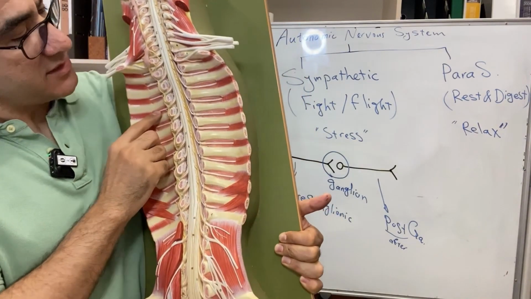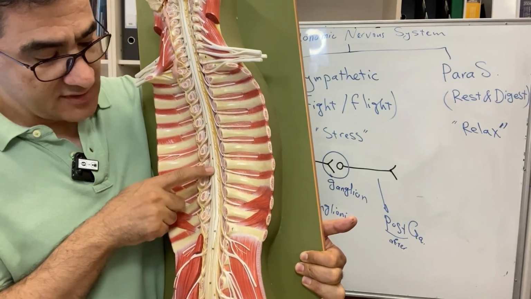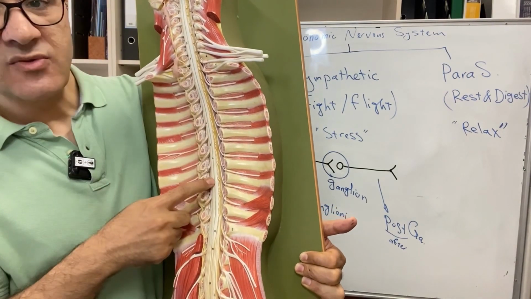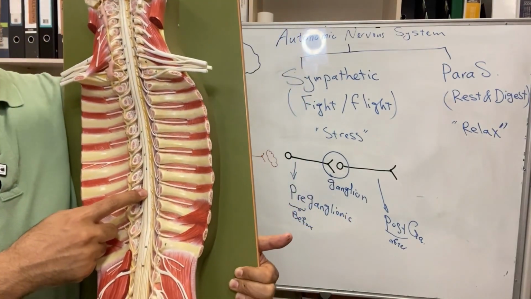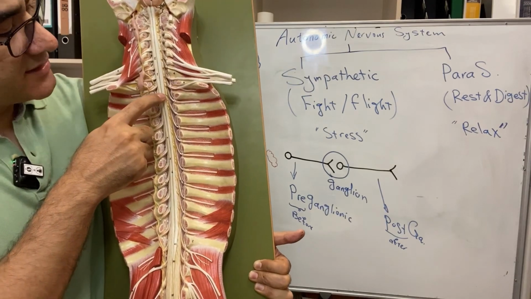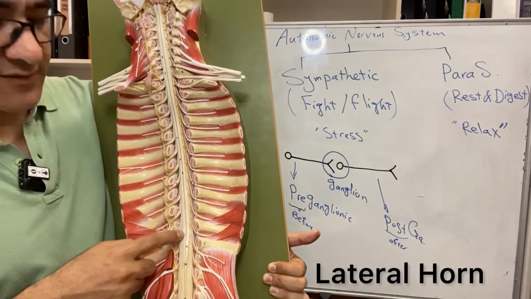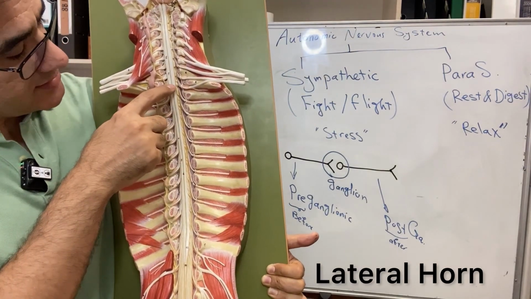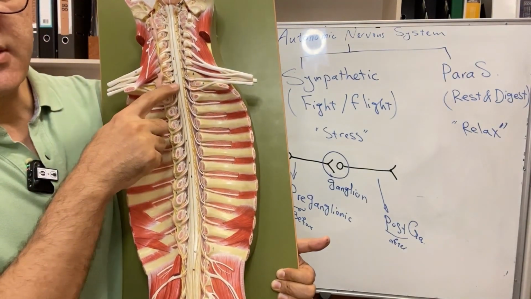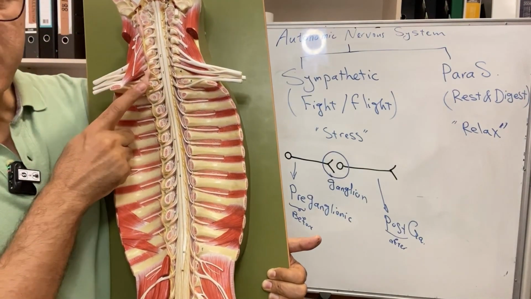So look at here. This is the thoracic segment and upper lumbar segment. As I showed you, the cell bodies of the preganglionic sympathetic neurons come from the lateral horn of the thoracolumbar segments, and then they exit through the spinal nerve and synapse onto this ganglion.